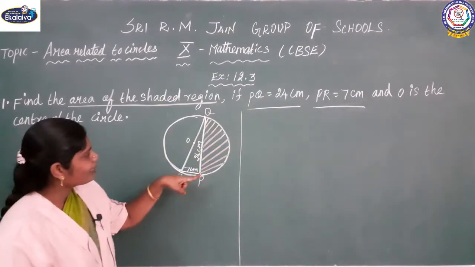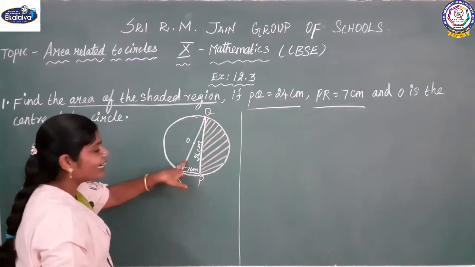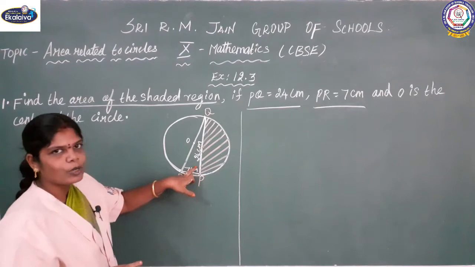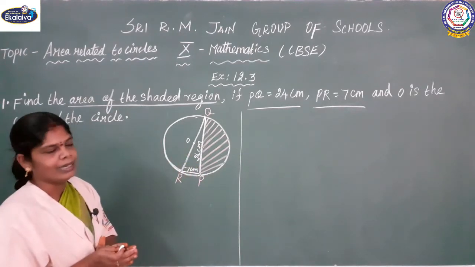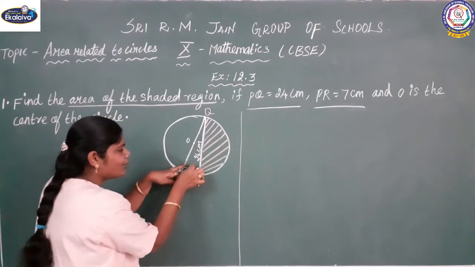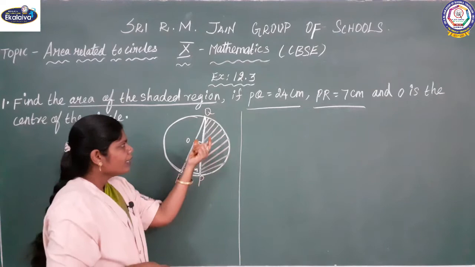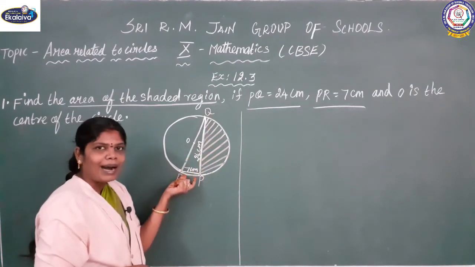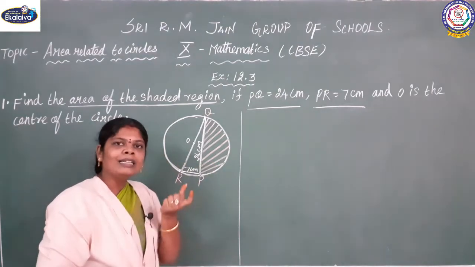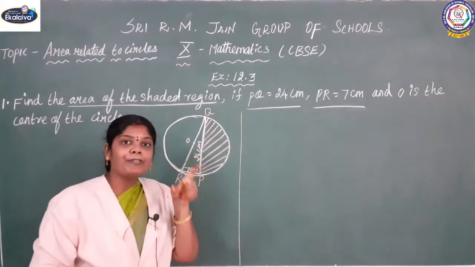Okay, see the circle. This diameter of the circle divides it into two equal parts. Okay, so this part is called a semicircle. In the semicircle we have the triangle. If you remove this portion, you will get this area. So area of your semicircle minus area of your triangle, you will get the area of the shaded portion. Okay, so you want to find the area of your semicircle.